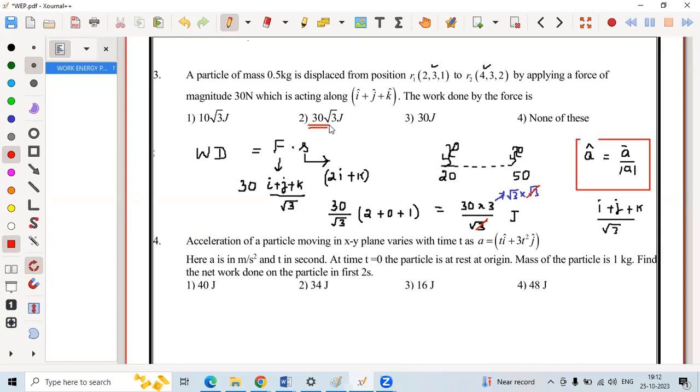Again, I'm repeating. Work done is equal to force vector dot S vector. Force is a vector, so I need number and direction. Number is given, 30. What about direction? People will directly substitute I plus J plus K. No. If a vector is given, its direction vector formula is A by mod A, where A is the vector and mod A is its magnitude. So here 30 takes care of the number, and I plus J plus K by root 3 takes care of the direction. Altogether, I'll get the answer 30 root 3. Now, is it clear? Any doubt? If you have any doubt, please raise it.